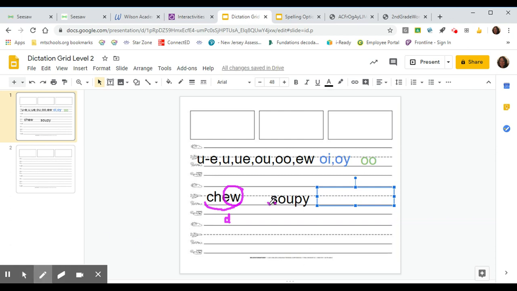Now, for the markup, scoop that base word, soup, it's one syllable, one scoop. Circle the suffix Y. Now I see my OU. I'm going to circle my OU and I'm marking it below with a D for a double vowel syllable.